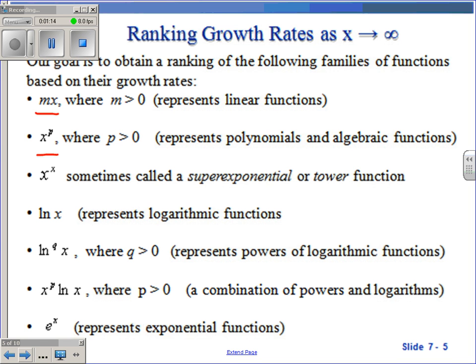Then we're going to look at x to the x, which is called our tower function or our super exponential function. Natural log of x, our logarithms, and then log to a power of x, and then x to a power times a log of x, and then e to the x, which will be our exponential functions. So we're going to look at these various families of functions and see what their growth rates are.